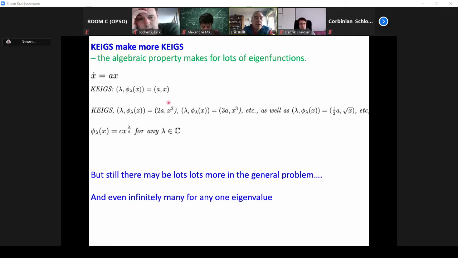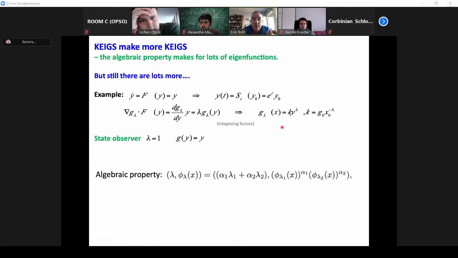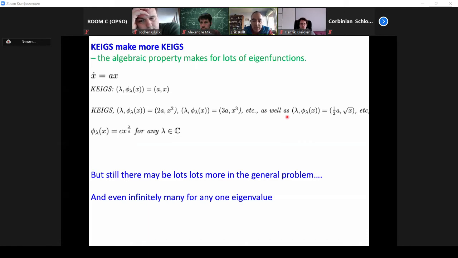Just continuing with, I forgot I had this slide. So x dot equals ax, you have a primary eigenfunction x with an eigenvalue a. And you can generate other ones by multiplying them together, like x squared has an eigenvalue 2a from that algebraic property. X times x squared gives me x cubed with an eigenvalue 3a, and so forth. And I can generate all those through either the algebraic property or directly by the computation with integrating factors. So that seems nice, and you may think that's all there is, but there's more. It turns out there's a lot more.